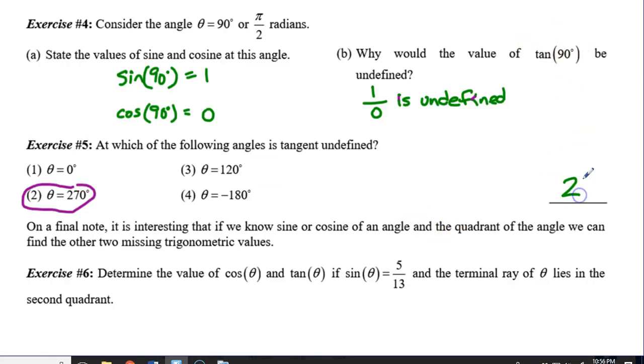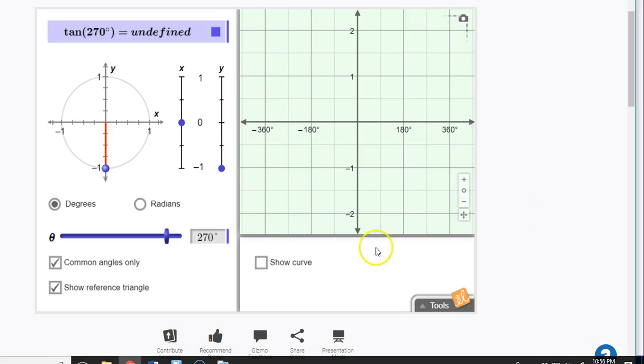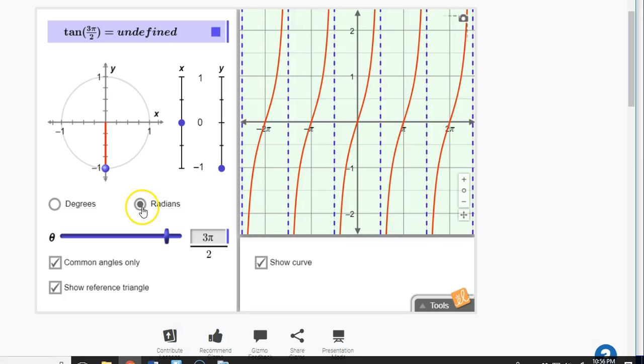Okay, so let's just check out the graph for a second here. The graph of this, we can show curve. We're going to put it into radians. That's what the curve looks like. And it looks pretty crazy. You haven't seen a curve quite like that, but it sort of makes sense.